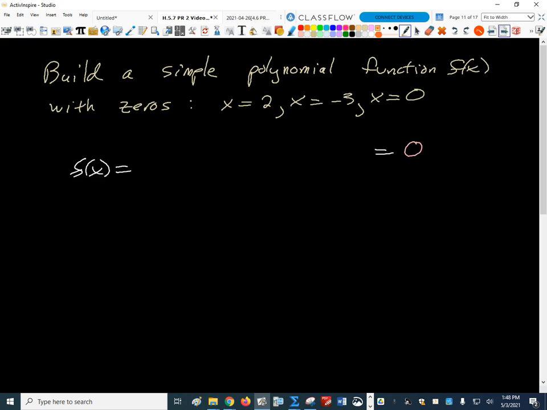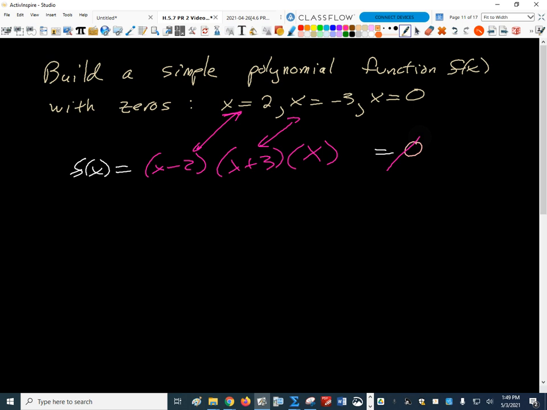So what's the factor that goes with 2? x minus 2, see? What's the factor that goes with -3? x plus 3. What's the factor that goes with x equals 0? x minus 0, which is just x, right? There it is. There's my polynomial function.